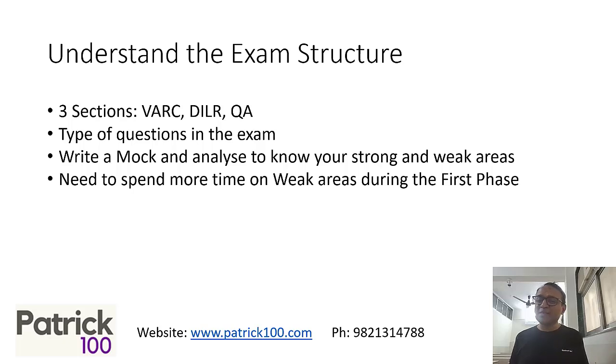So the first step is to understand the paper pattern. Look at the sections of the paper and know the type of questions that come. Remember, CAT has a very different type of question. For example, in verbal, they focus more on RCs. Out of 24 questions, 16 are RCs. So knowing the paper pattern will help you create a better schedule, and you know which areas to focus on and which not to.